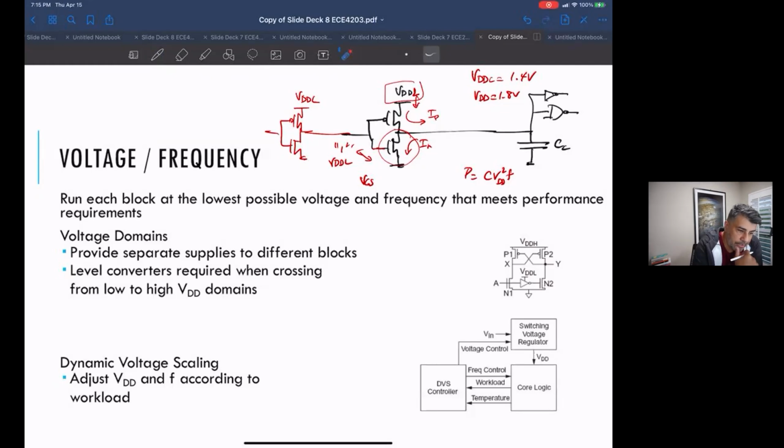If you've played with microprocessors or FPGAs, you'll see several supplies. It's very common to see 1.2 volts, 1.8 volts, 3.3 volts. You need to supply all of these different voltages to your chip. These are all different domains running in your chip that the designers have chosen to run off of these different supplies.